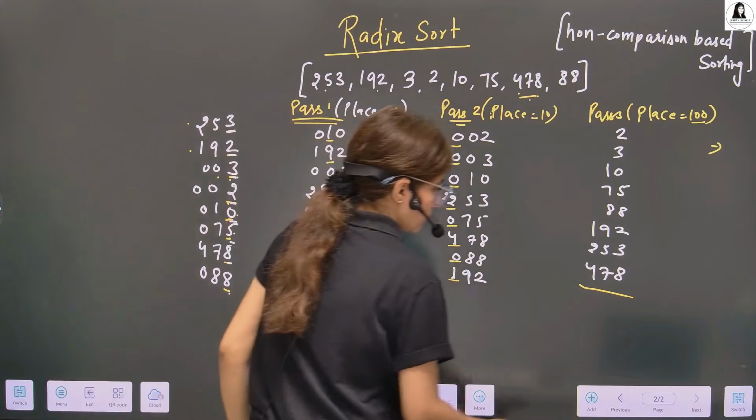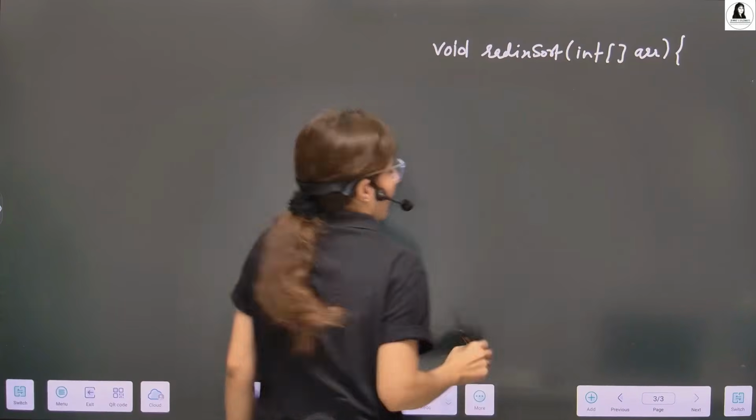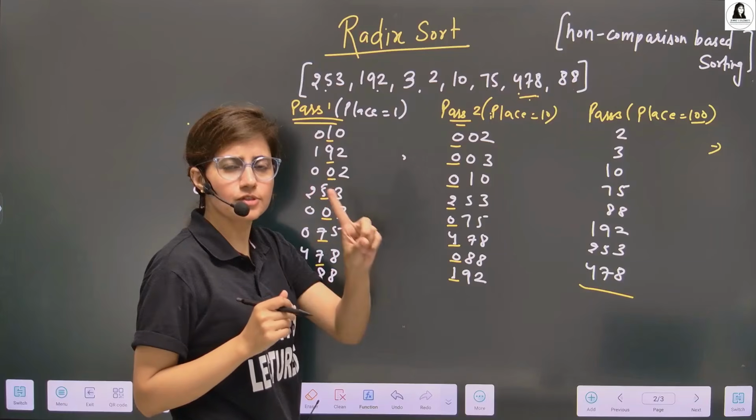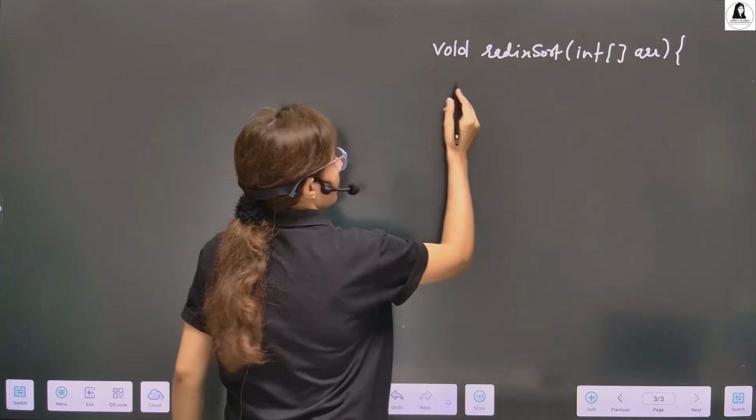So let's try to write this in code. At first, what do we do? Mainly three steps. We pass this array. The first step is we find the maximum element from this array. So just write that down.